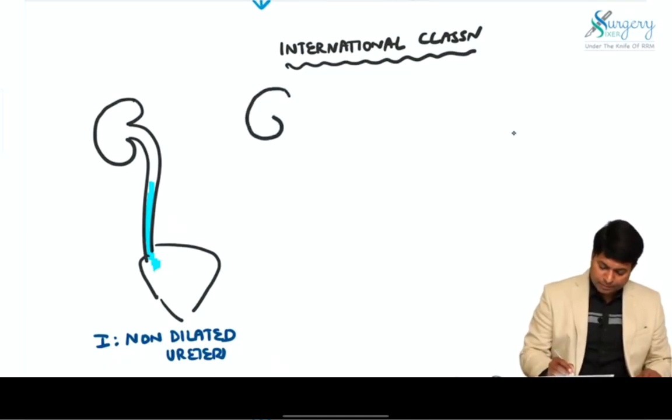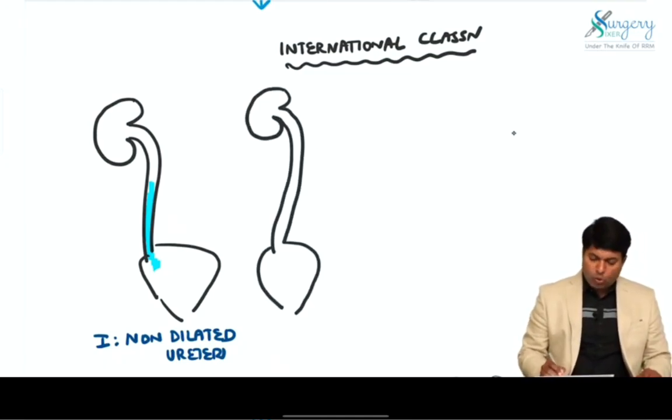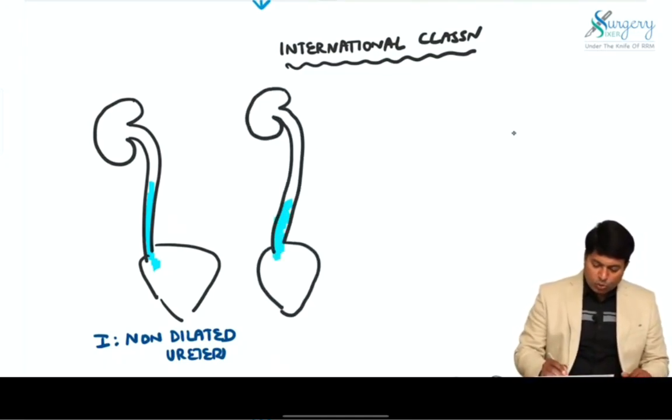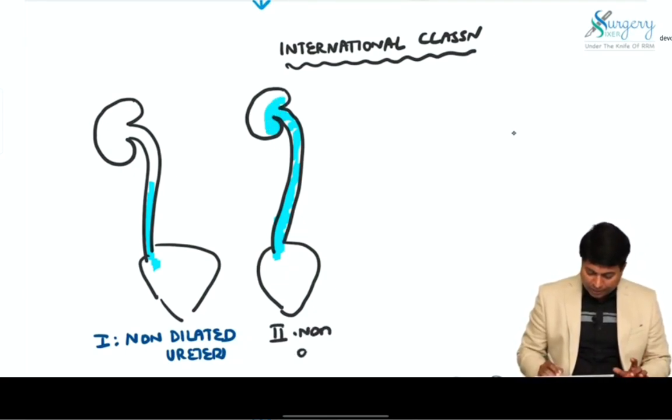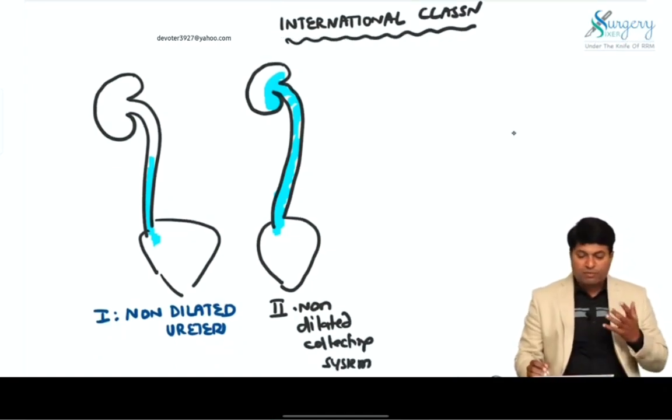Grade 2 is where the reflux is going back not only into the ureter, it is going up into the collecting system like this, but it is still a non-dilated ureter. Non-dilated, but going to the collecting system. Such a huge reflux going into the collecting system.